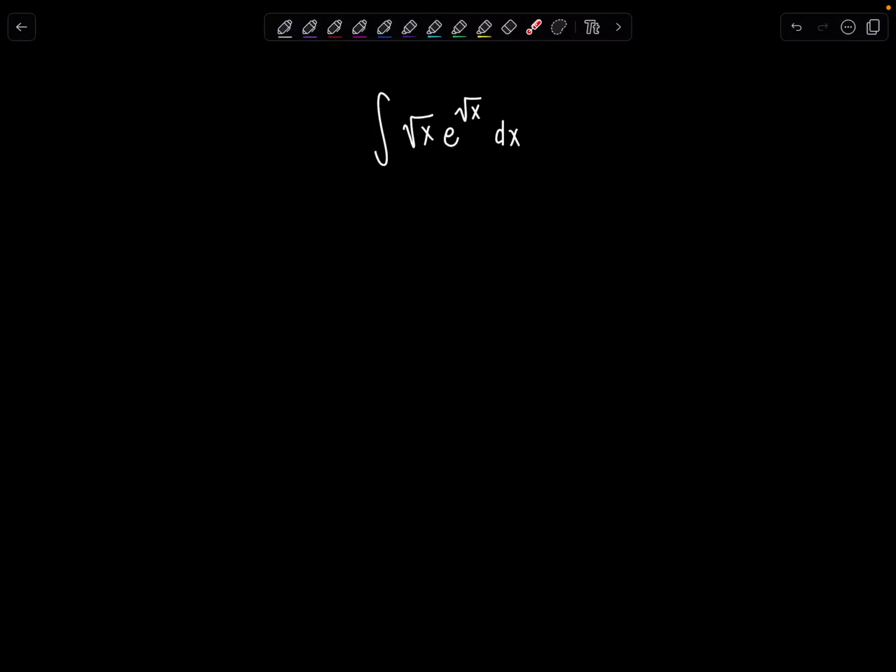Here's your latest integral of the day. We have an indefinite integral of the square root of x times e raised to the square root of x dx. If you want to take a try on your own, I'll just give you a hint. You need to make a substitution first and then use another integration technique.